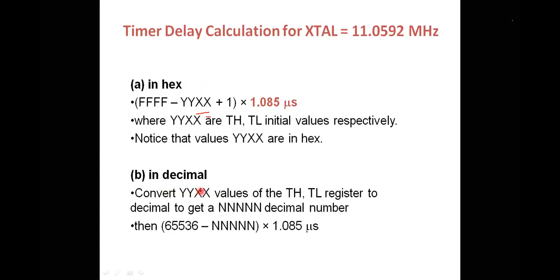If it is in decimal, converting FFFF into decimal gives the maximum value, 65,536. Then subtract the decimal value of TH and TL, and multiply by 1.085 microseconds. You will get the delay value. So TH and TL values should be in decimal. Normally it will be in hexadecimal, so you have to convert into decimal.